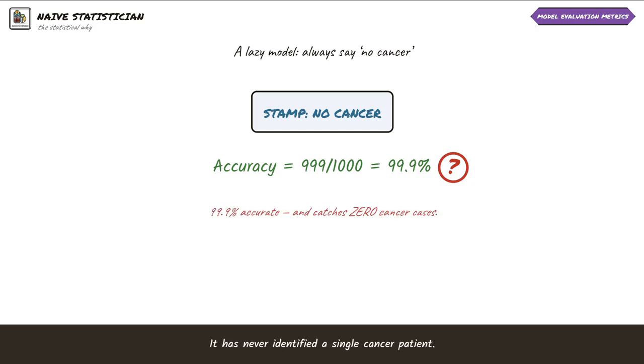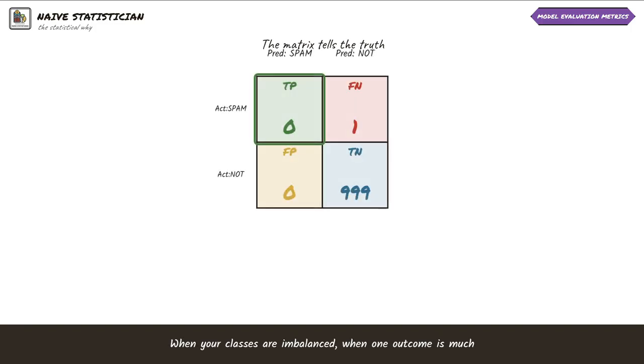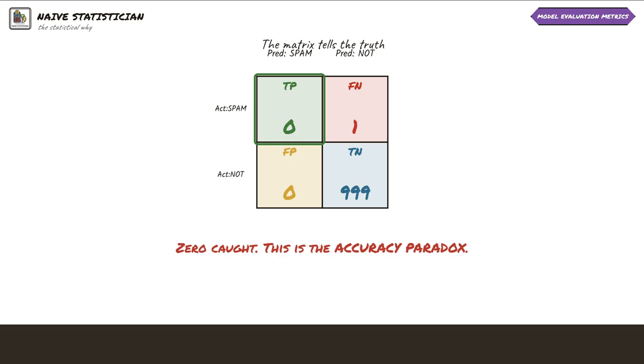It has never identified a single cancer patient. Every actual cancer case has been missed. This is the accuracy paradox. When your classes are imbalanced, when one outcome is much rarer than the other, accuracy can be misleadingly high, while the model fails the only task that matters.